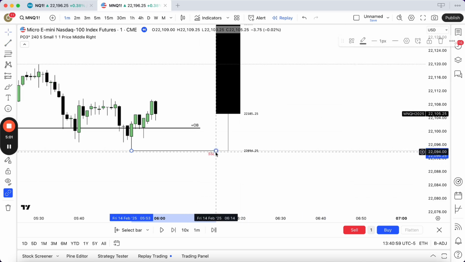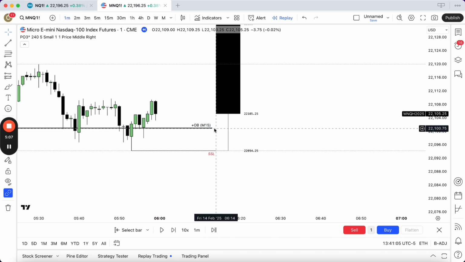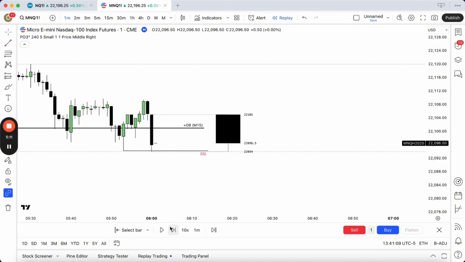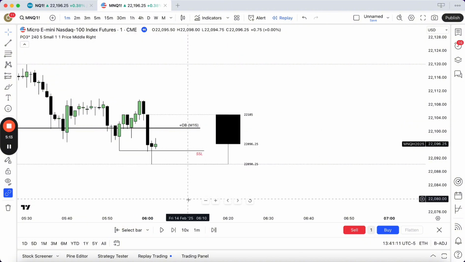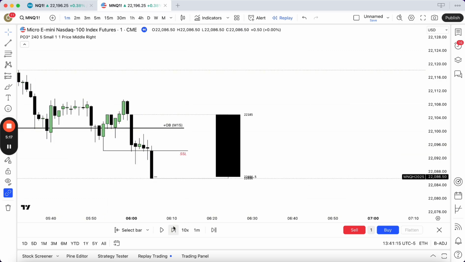This is sell side liquidity right here. This is that 15-minute order block that I marked out. Now, the 6 p.m. candle opens. Let's see what happens. We immediately sweep that liquidity. Let's see. Okay, it sweeps it again.